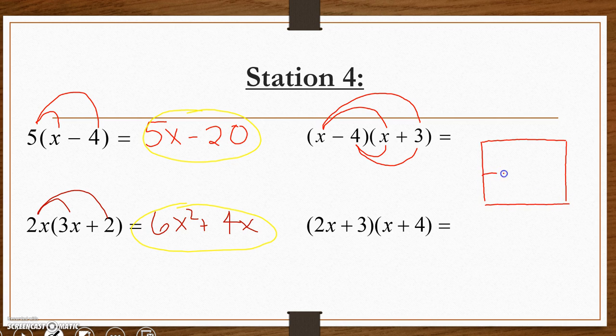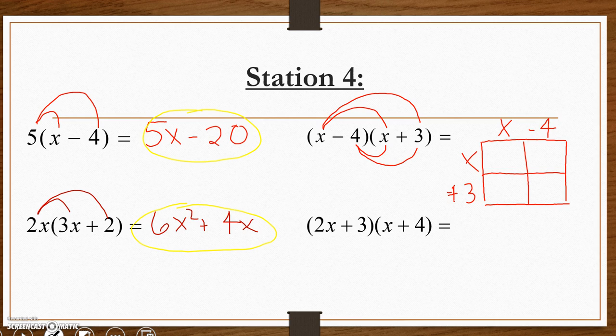So you make yourself a 2x2 box. You put the first parenthesis up top, so x minus 4. And you put the next parenthesis down the side, so x plus 3. Then you multiply together the corresponding rows and columns.